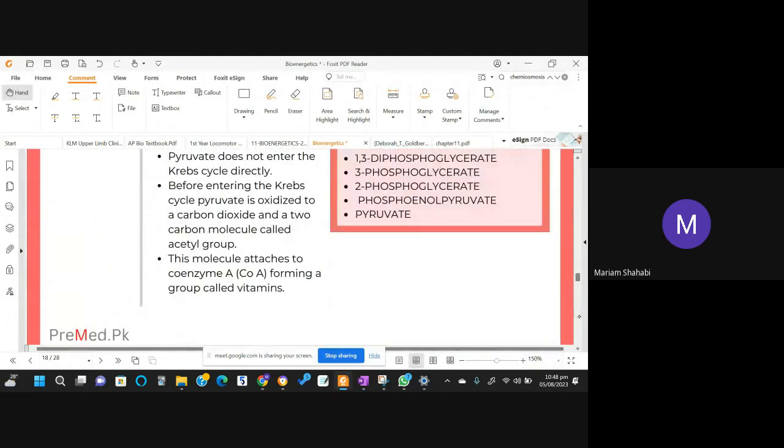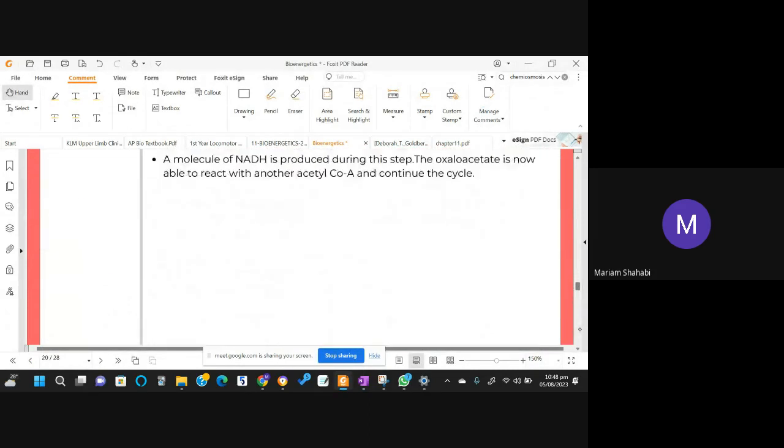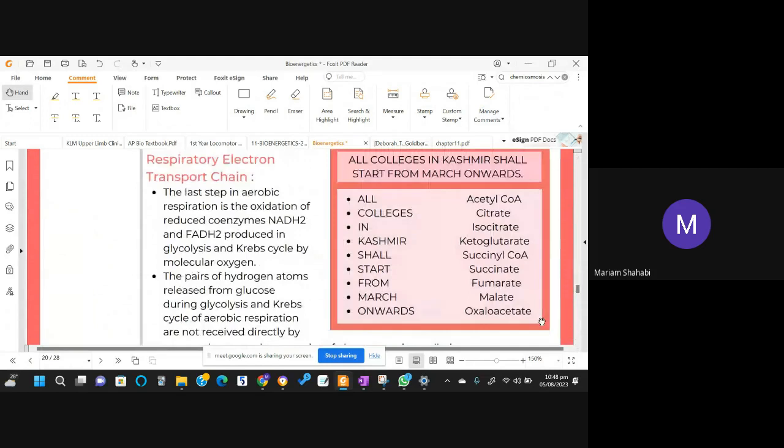तो glycolysis चल रहा है. Okay. So it's a good one. All colleges in Kashmir shall start from March onwards.